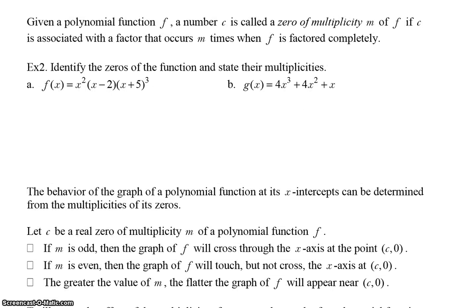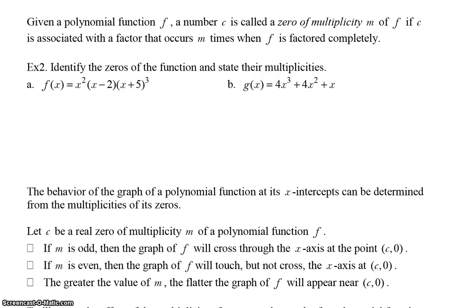Now, in describing these repeated factors, these repeated zeros, the technical term for this is multiplicity. Given a polynomial function f, a number c is called a zero of multiplicity m of f if c is associated with a factor that occurs m times when f is factored completely. So if we see that a particular zero is associated with a factor that is repeated, let's say, 3 times, then we say that that zero has a multiplicity of 3.